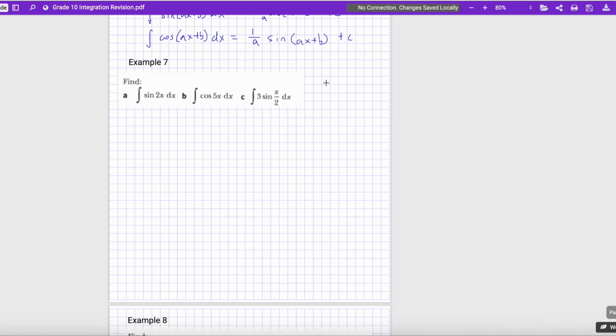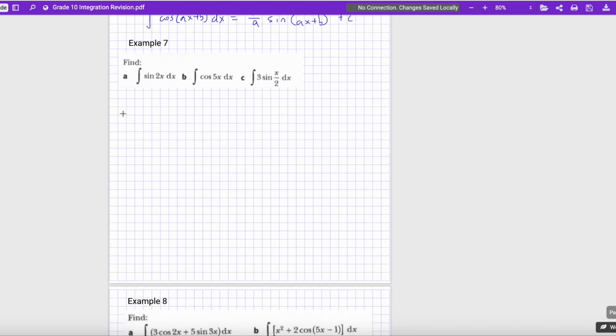All right, let's look at some examples. Example 7. We're going to try a together, and you're going to try b and c yourself. You can pause the video, try it, and then come back and check your answer. Let's try a. Sine 2x dx. That would be negative cosine of 2x plus c. And if I differentiate 2x, I get 2. So I'll divide it by 2 or multiply it by half. That's how I get the answer. You can pause the video right now and try b and c yourself, and come back and check.